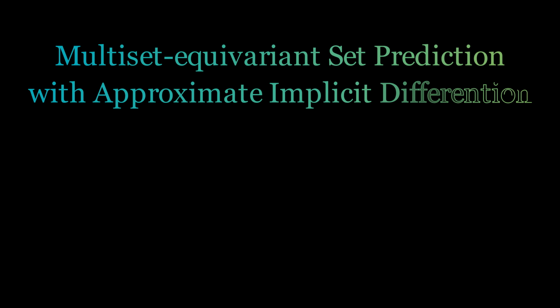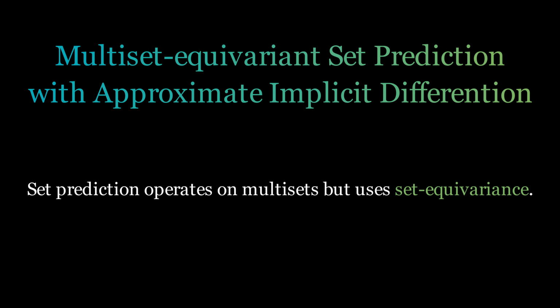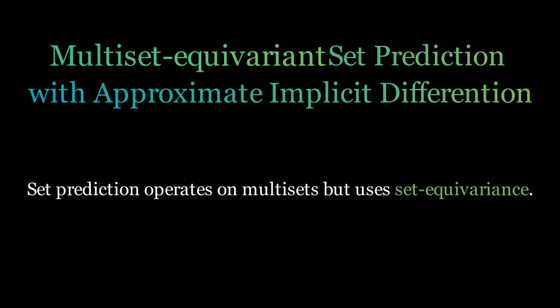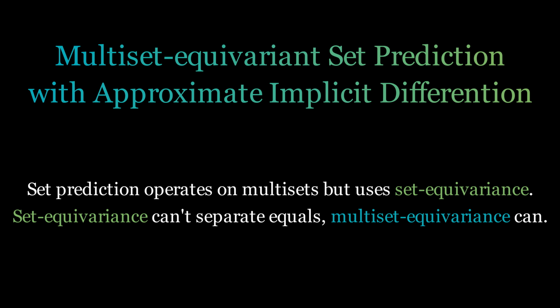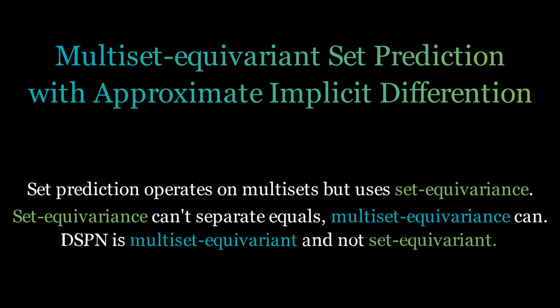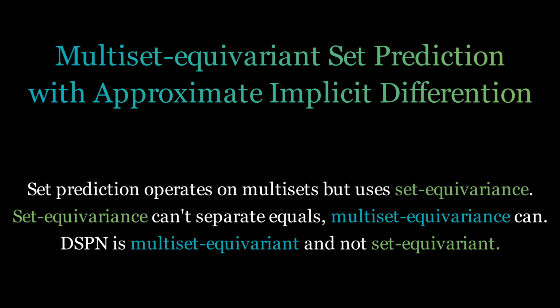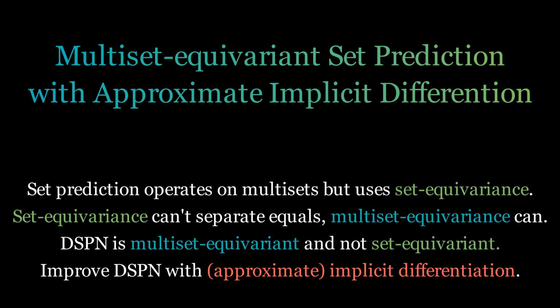So, to summarize. We started with seeing that set prediction models operate on multisets, but they are usually set-equivariant, including the popular slot attention and transformers. This is too restrictive. They can't separate equal elements or have difficulty separating similar elements. So we came up with this new notion of multiset-equivariance, which doesn't have this limitation. We found that DSPN with a specific encoder using sorting is multiset-equivariant and not set-equivariant. Lastly, we saw how we can use implicit differentiation to make it faster and more memory efficient. This lets us improve the state of the art by a huge amount.